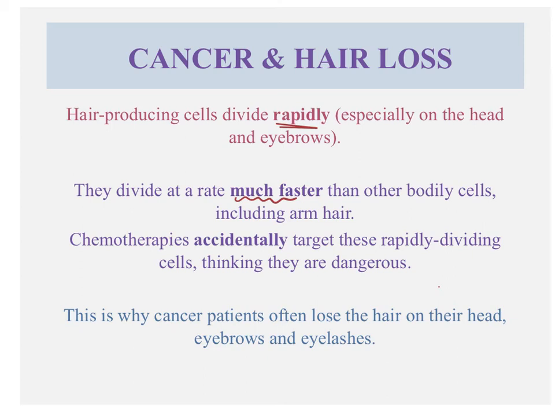Now, the chemotherapies are just going, where's the dividing cells? Where's the dividing cells? And accidentally target the hair cells on your head and your eyebrows and your eyelashes, thinking they are a risk. It's just an unfortunate side effect of the cancer treatment. It's not nice. It's generally one of the things that patients find hardest to accept, but it is sort of a necessary evil at the time if that chemotherapy is going to be treating the cancer.